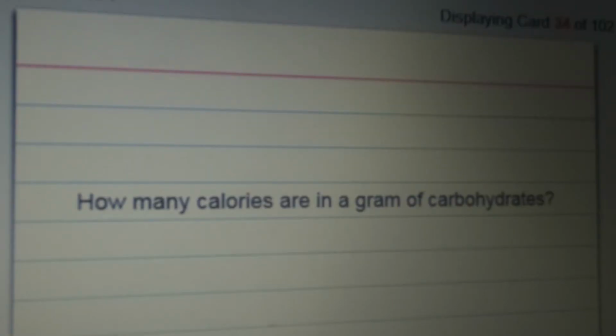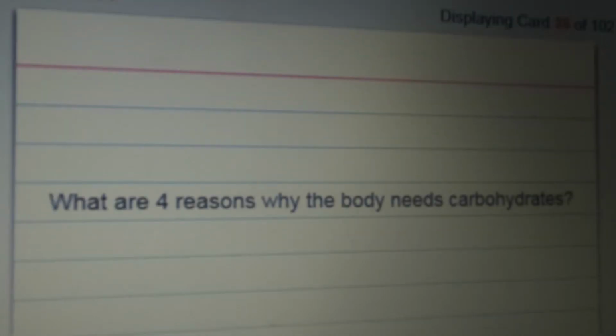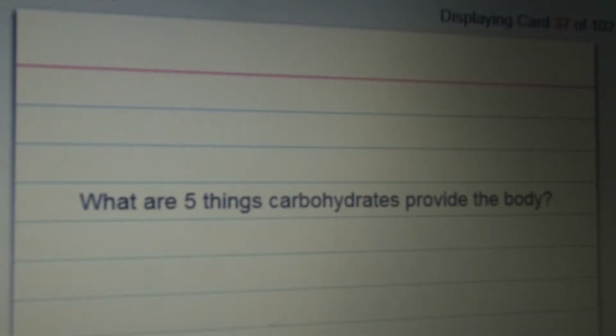How many calories are in a gram of carbohydrates? 4 calories. What is the ultimate nutritional limiting factor for exercise performance? Carbohydrate availability. What are 4 reasons why the body needs carbohydrates? Preferred form of energy, consistent need for replacement, parts of the central nervous system rely exclusively on carbohydrates, efficiently burn and use fat for protein.